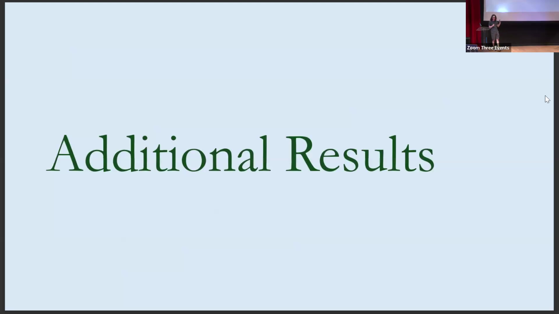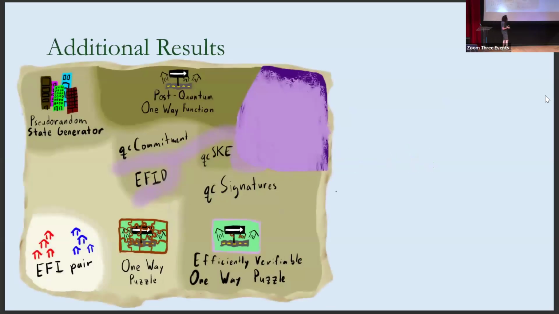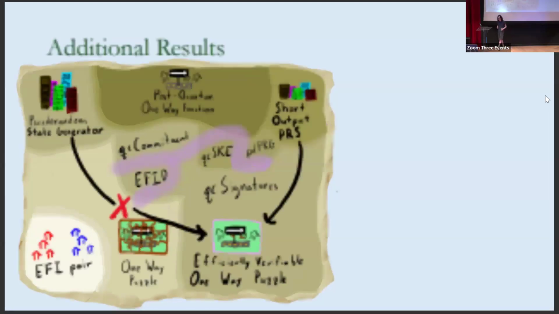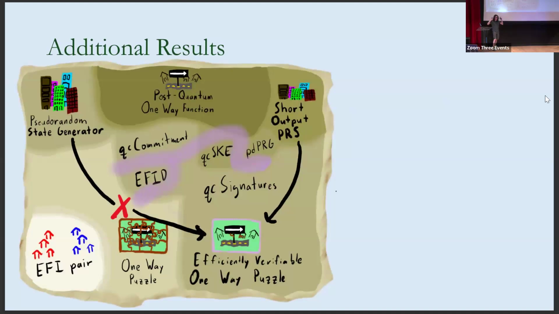I'm going to talk a little bit now about some additional results that we achieve. Note that this is the map that I've been drawing before. There's been this purple corner in the top right that I've been hiding. And that purple corner in the top right is pseudorandom states or quantum output PRGs with short output. Our argument before can essentially be used to show that pseudorandom states with long output cannot be used to build efficiently verifiable one-way puzzles. But pseudorandom states with short output, through other works, we can use them to build efficiently verifiable one-way puzzles. And so what this means is we actually get a black box barrier for building pseudorandom states with short output from pseudorandom states with long output.